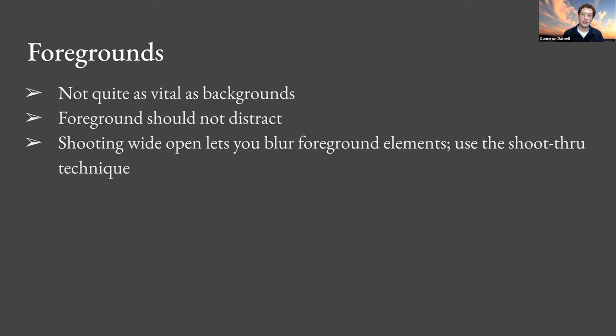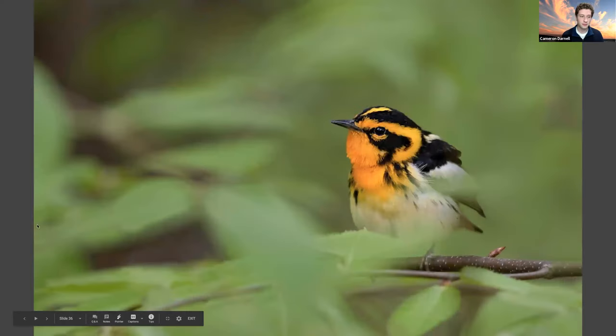The shoot-through technique is something I do a lot with warblers. I'm going to talk about it in a sec, but just to illustrate it here, better than just explaining it on a blank slide, this is the shoot-through technique. It's when you shoot through a foreground element that's in a focal plane in front of your subject. You shoot through these blurred out foreground elements to create a fuzzy, soft layering around your sharp subject behind the foreground. That's the shoot-through technique that I like to use.